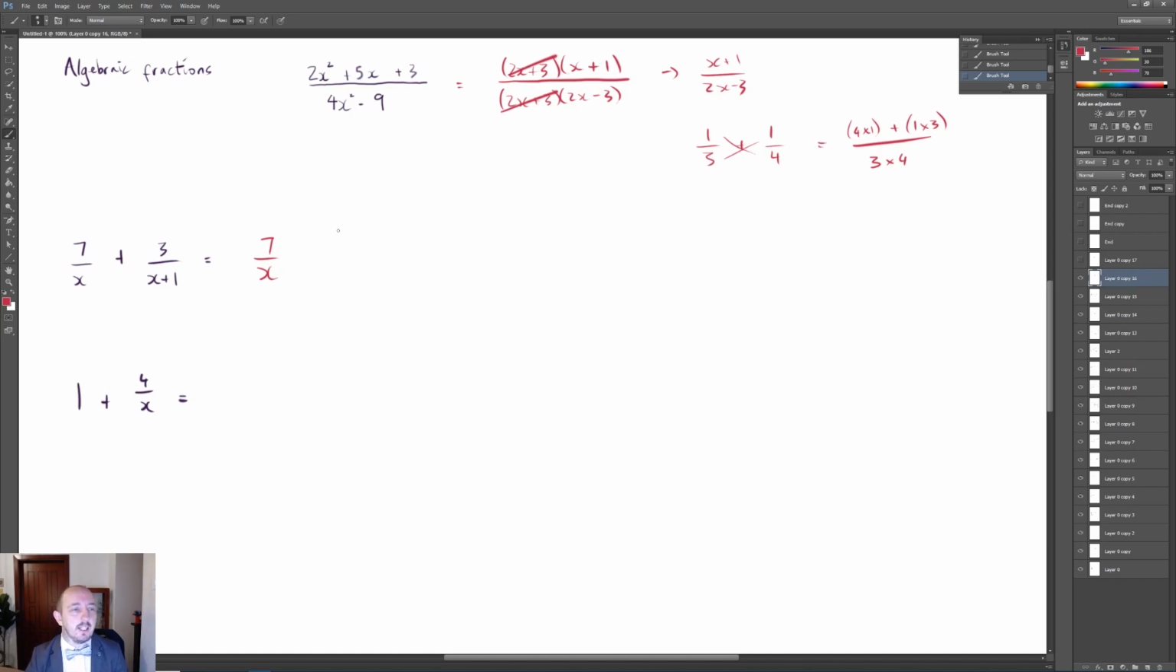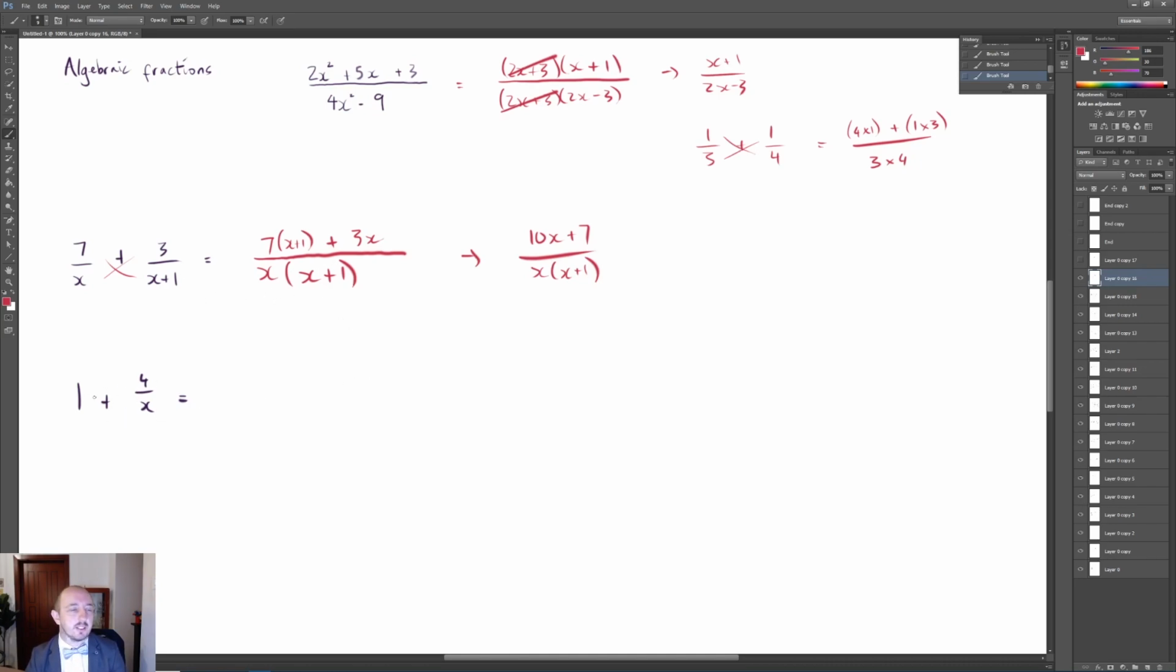So what we're going to do here is we're going to multiply the two denominators together to get x brackets x plus 1, and then we're going to cross these and add them together. So we've got 7 lots of x plus 1 plus 3 lots of x, and that will become 7x plus 3x is 10x plus 7 over x brackets x plus 1. Okay, so when we're adding these, we get this common denominator and cross multiply.